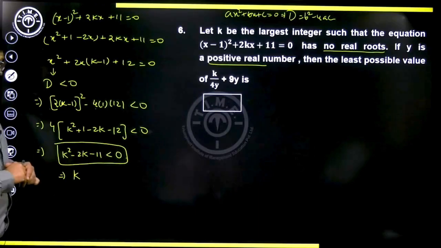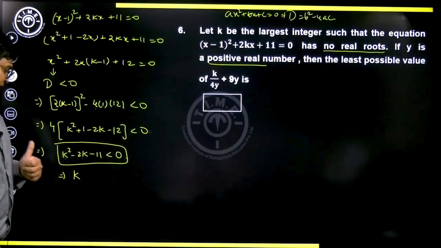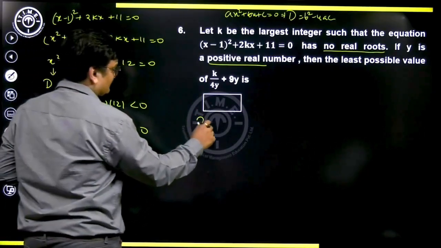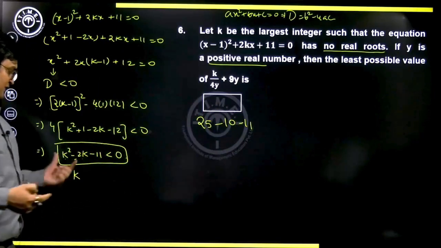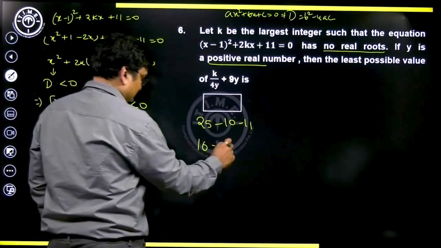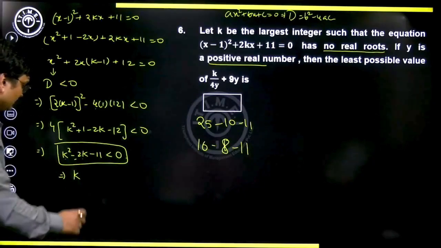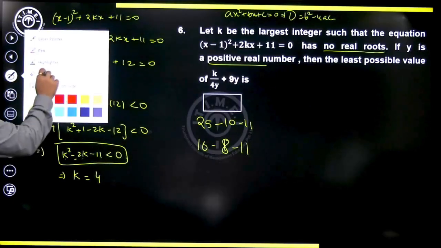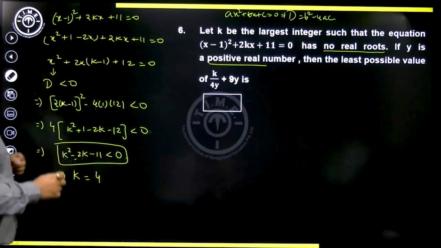So what is the largest integer value that will satisfy this inequality? Let's start with k equal to 2. 2² minus 2 into 2 will cancel out, minus 11. It's negative. That will satisfy. Put k equal to 5. 5² is 25, minus 2 into 5, 10, minus 11. No, it won't satisfy because this is positive now. Let's put k equal to 4. 4² minus 2 into 4, minus 11: minus 19 plus 16, yes, it will satisfy. So the value of k will be 4, the largest integer which satisfies this inequality, which makes the roots non-real.